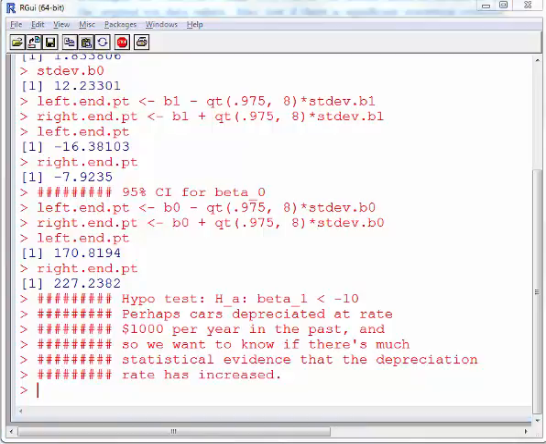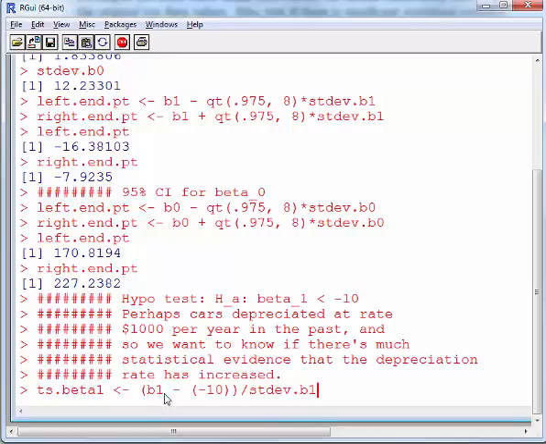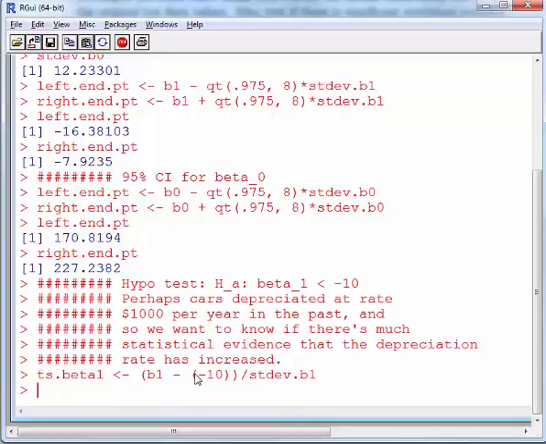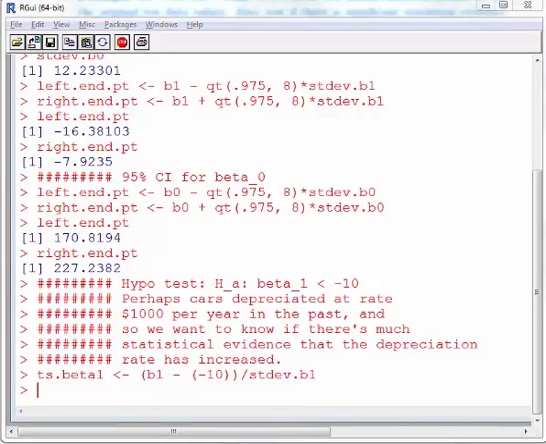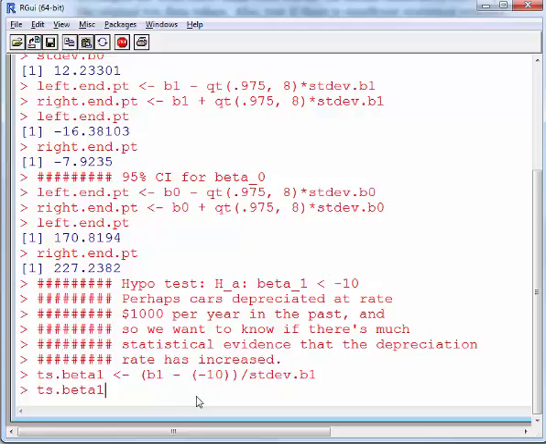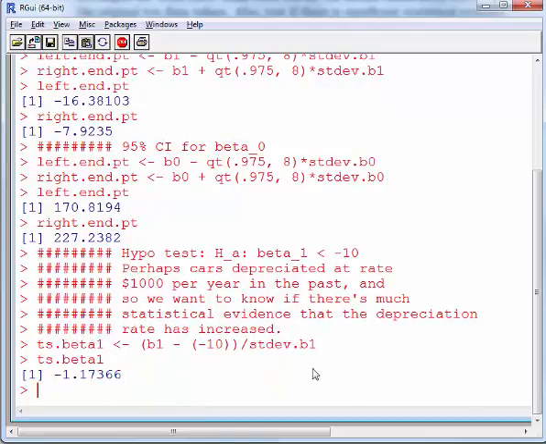What I want is to get a test statistic. I'll compute that. Here's my test statistic: beta1 minus -10, divided by its standard deviation. And then I can see what that test statistic is. Remember that under the null hypothesis, it should have a t-distribution.